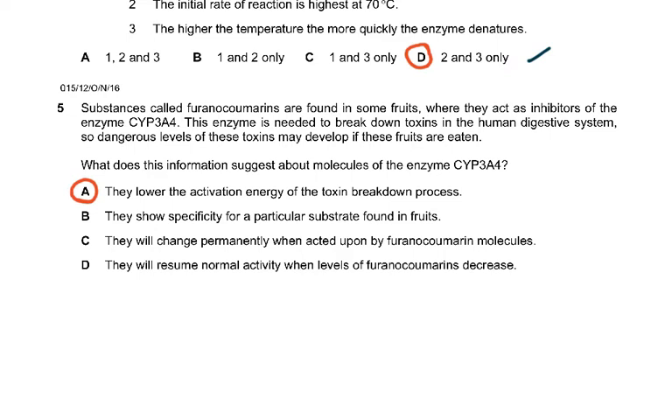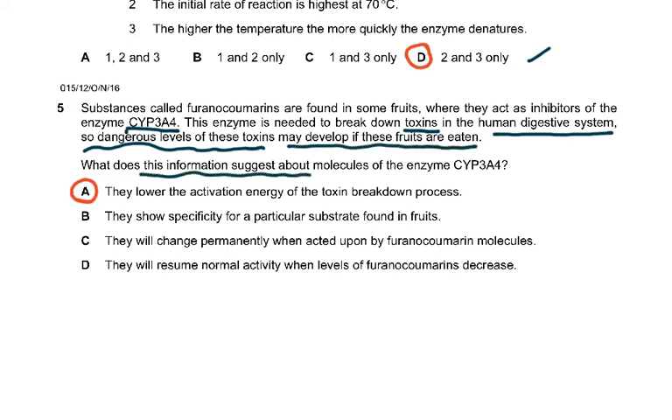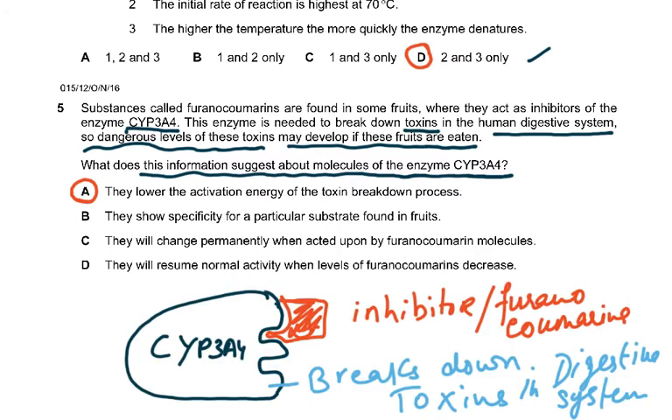Substances called furanocoumarins are found in some fruits where they act as inhibitors of the enzyme CYP3A4. The enzyme is needed to break down toxins in the human digestive system. So dangerous levels of these toxins may develop if these fruits are eaten. What does this information suggest about molecules of the enzyme CYP3A4? First, we need to understand this question and then proceed.